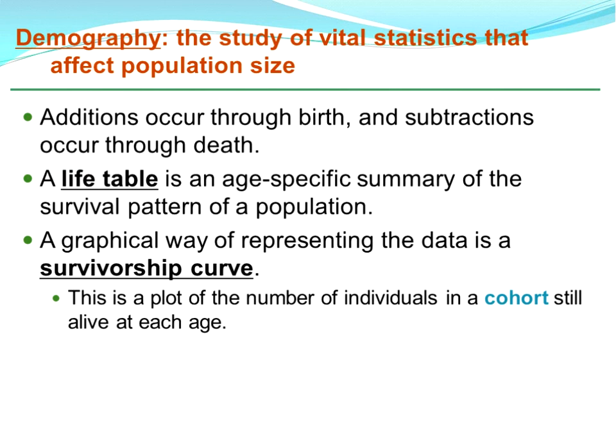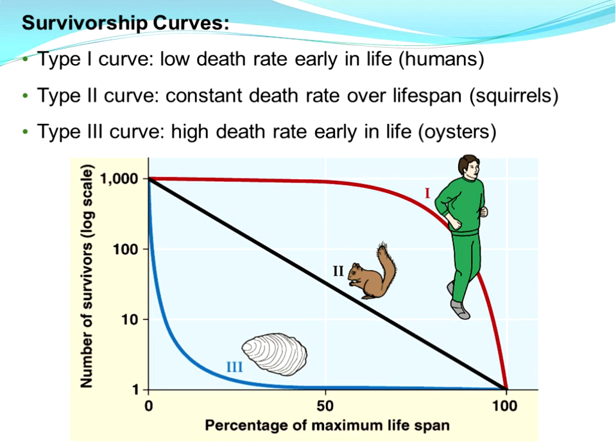Okay, so the population size is added to by birth, and population size is subtracted through death. There are a couple of different ways we can look at that. A life table is an age-specific summary of the survival pattern of a population, and we're going to look at some of those. We can also do graphs, which are the survivorship curves, which we talked a little bit about the other day when we did your DBA. So that's another way of looking at how populations are changing based on age, births, and deaths.